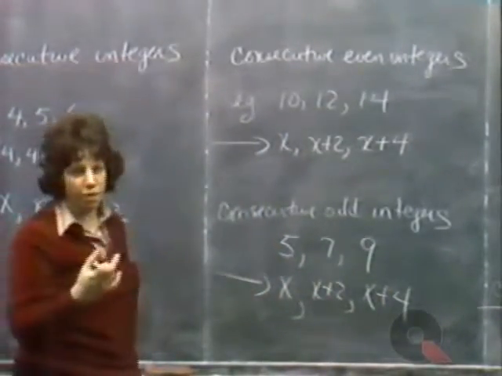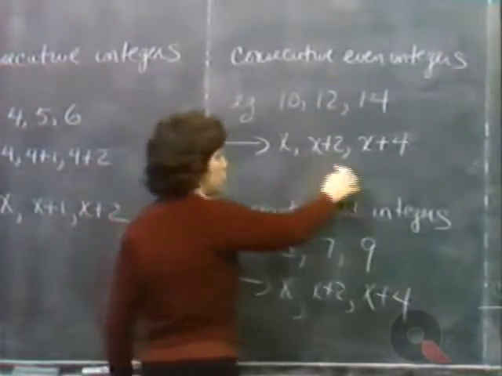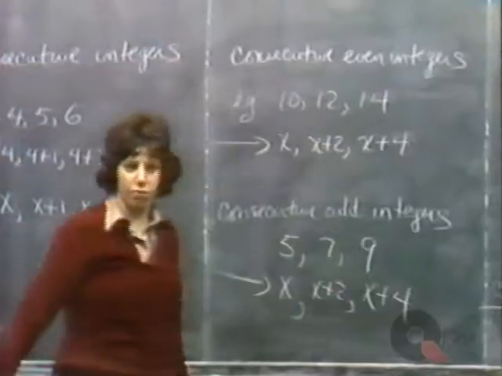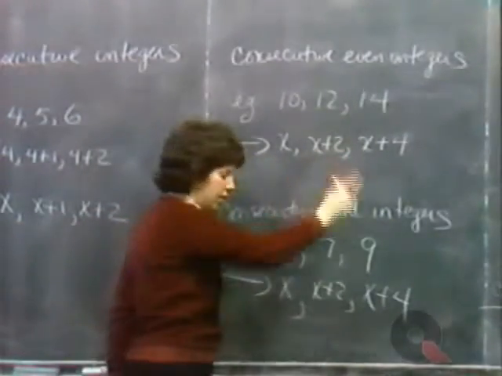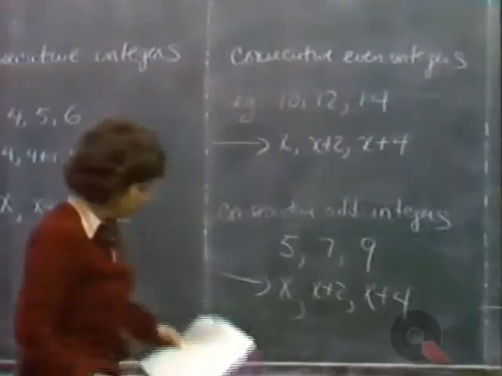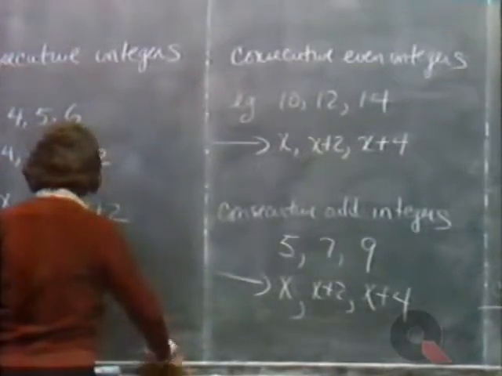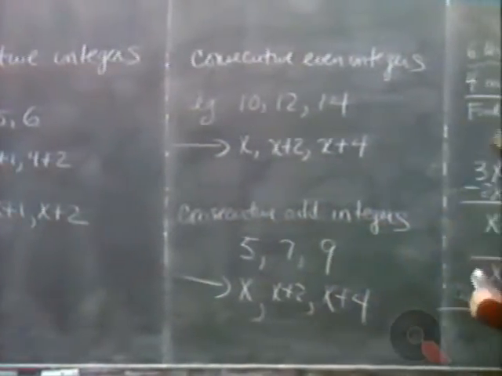If the problem has to do with even integers and you let x be the first of the even integers, then you can let x plus 2 and x plus 4 be the ones that come right after it, and it'll be all right, because if the first one is even, these will be even as well. On the other hand, if the first one is odd, these will be odd as well. Let's try an example using the idea of consecutive odd integers.